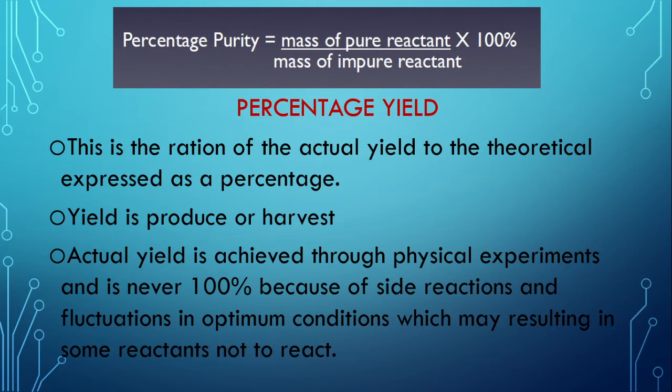Actual yield is achieved through physical experiments and is never 100% because of side reactions and fluctuations in optimum conditions, which may result in some reactants not reacting. So in reality, chemical reactions never really give you 100% of what you'd calculate in theory. So to compare what you have gotten in reality and what you would have gotten in theory if things were perfect, under ideal conditions, we express that as a percentage yield.